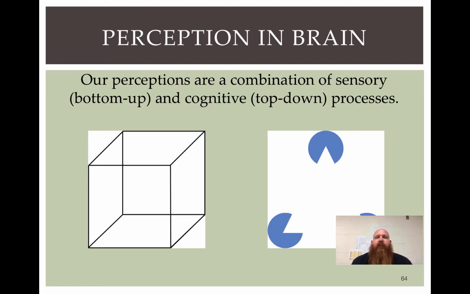And now it brings us to perception in the brain. Our perceptions are a combination of sensory, bottom up, and cognitive processes, top down. All right, and here's an example of bottom up and top down. All we have are a bunch of lines, but we sort of put these lines together. Whereas this, what do we see here? Do we see 3 Pac-Men, or do we see a triangle?